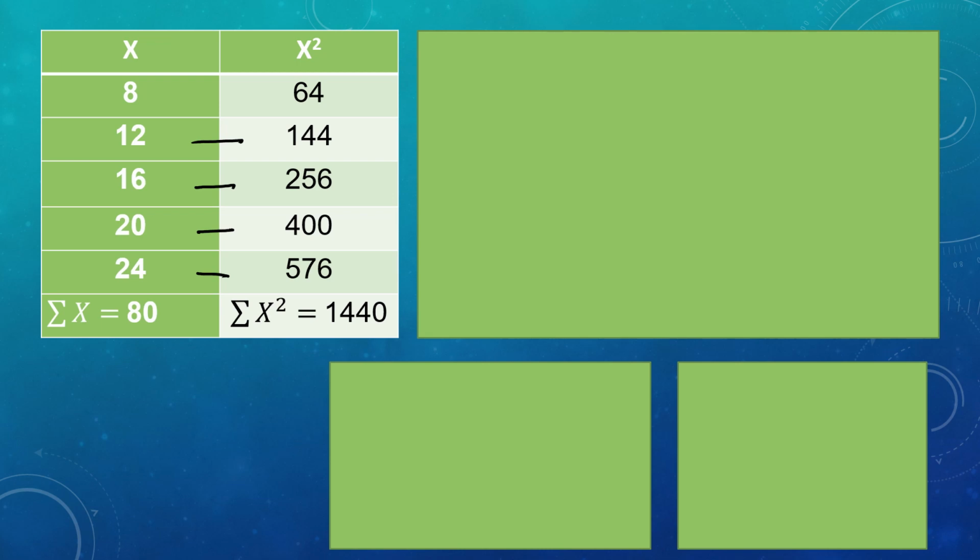Now, to find the mean again, we will be applying summation of x over n. So, by substitution property, instead of writing summation of x, we will be writing 80, because 80 is the value of the summation of x. Instead of writing n, we will be writing 5. 80 divided by 5 is equal to 16.